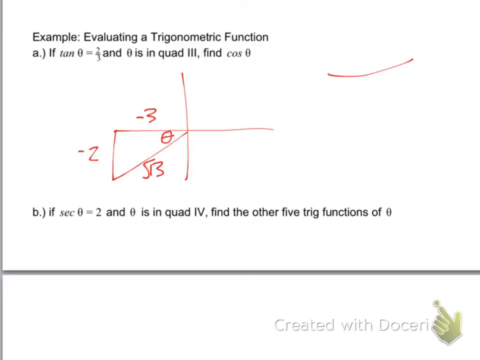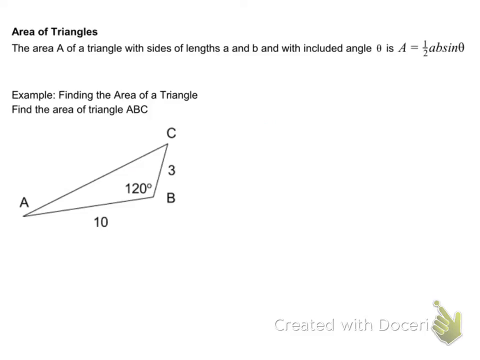At this point, can you tell me cosine of theta? Could you tell me sine? Could you tell me cotangent? All of those. Okay? I'm not doing part B either. I'm not finishing this problem. I think that's pretty straightforward. We've done that already. Last one is talking about area of triangles.